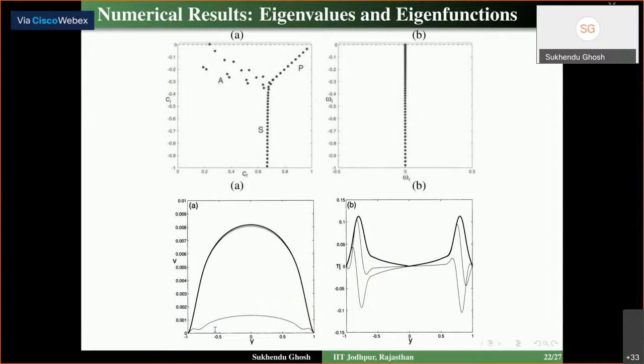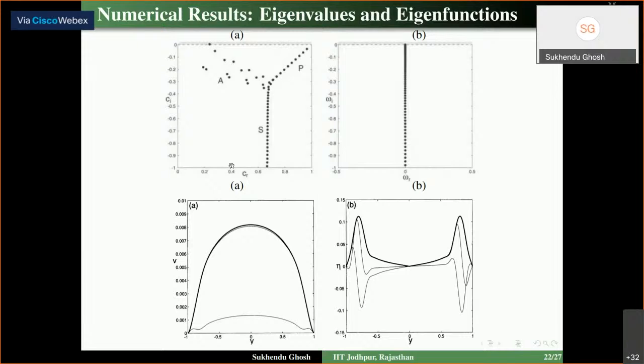So at last I want to give the behavior of the eigenvalues and eigenfunctions. As I mentioned earlier, we have a generalized eigenvalue problem, Ax equals C into Bx, where A, B are coefficient matrices, C is the eigenvalue, and capital X is the eigenvector. After that, you can use MATLAB or any other software to solve that system and find the eigenvalues, because analytically it is not possible.